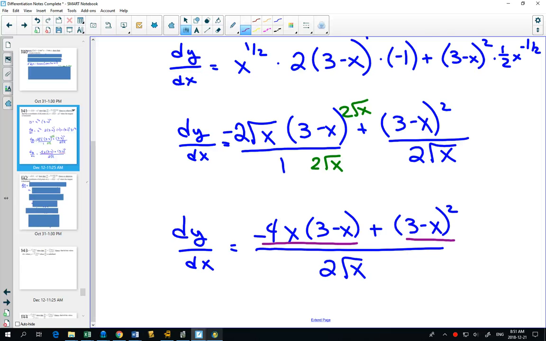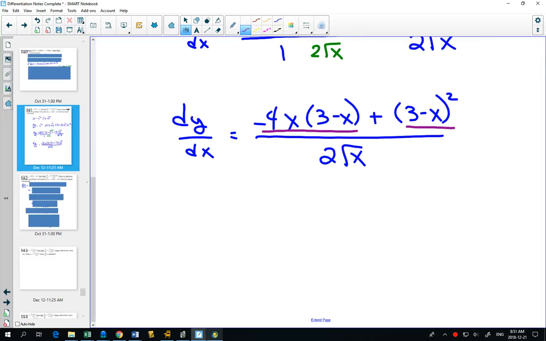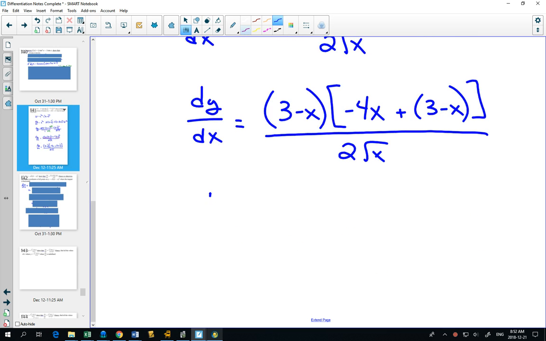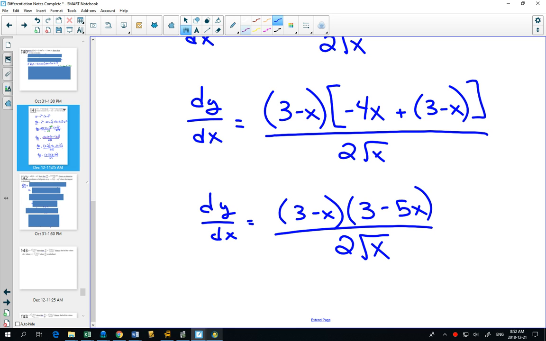If you can see that, you'll make your mathematics go faster, because if I factor a 3 minus x out, what am I left with in my first term? Just a negative 4x, and I'm left with another 3 minus x. And simplifying this, this becomes 3 minus 5x. I sure hope that's what we wanted to show. Yes.